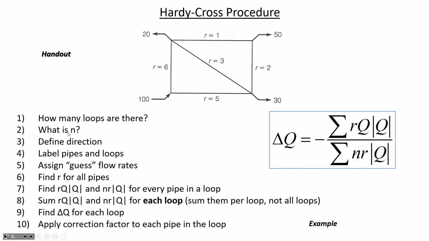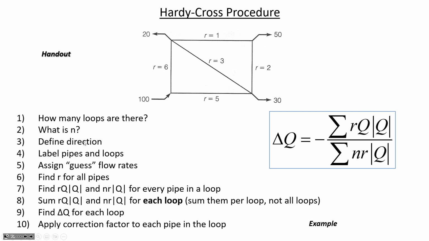The N value that is going to be used in this formula that's here boxed in blue, N refers to the friction loss coefficient. For us, if we're using Hazen-Williams, it's 1.85. For Darcy-Weisbach, it's 2. We're going to use 2 for our example today and on Monday, because we're going to use the Darcy-Weisbach friction factor. So N is 2 for our purposes.